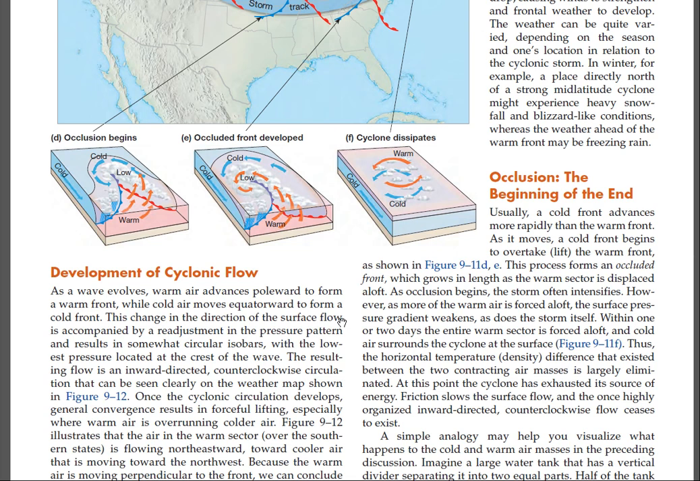Within 1 or 2 days the entire warm sector is forced aloft, and cold air surrounds the cyclone at the surface, Figure 9.11f. Thus, the horizontal temperature, or density, difference that existed between the two contrasting air masses is largely eliminated. At this point the cyclone has exhausted its source of energy. Friction slows the surface flow, and the once highly organized inward-directed, counterclockwise flow ceases to exist.